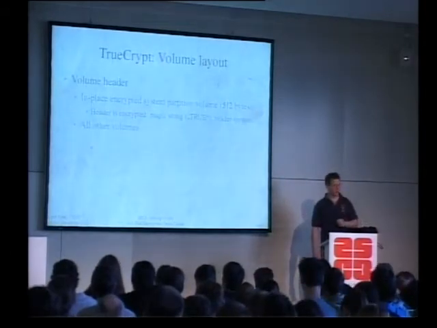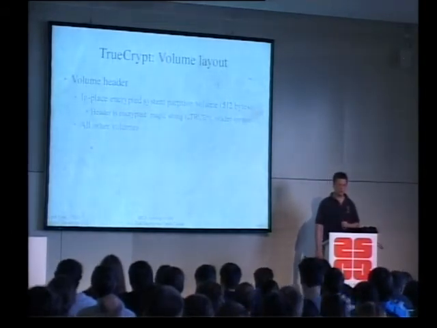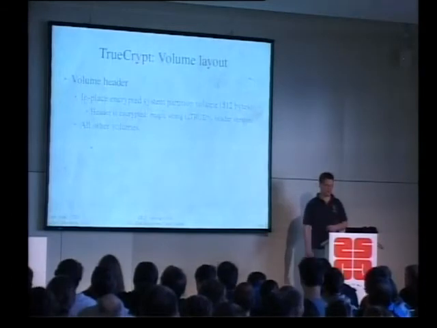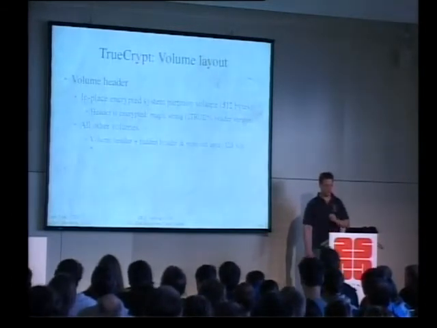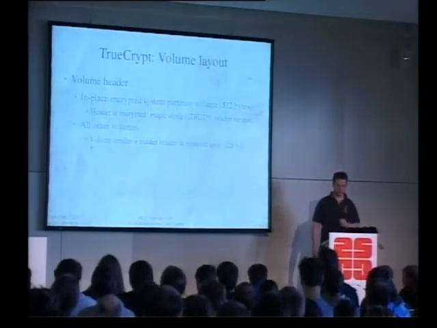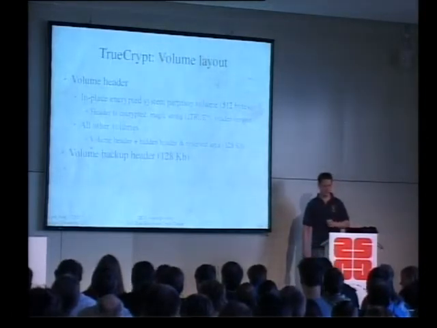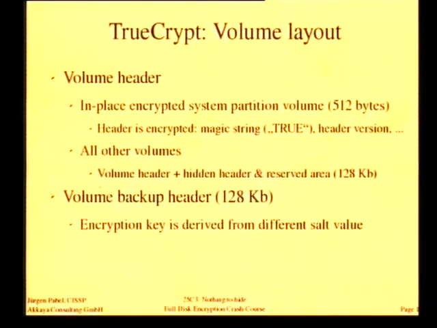For TrueCrypt, you can also use file-based volumes. So these are files that are then opened and made to look like a disk. And these have additional headers, and they're significantly bigger because they implement other stuff. There's a backup header, which is also not present when you encrypt the disk with TrueCrypt.